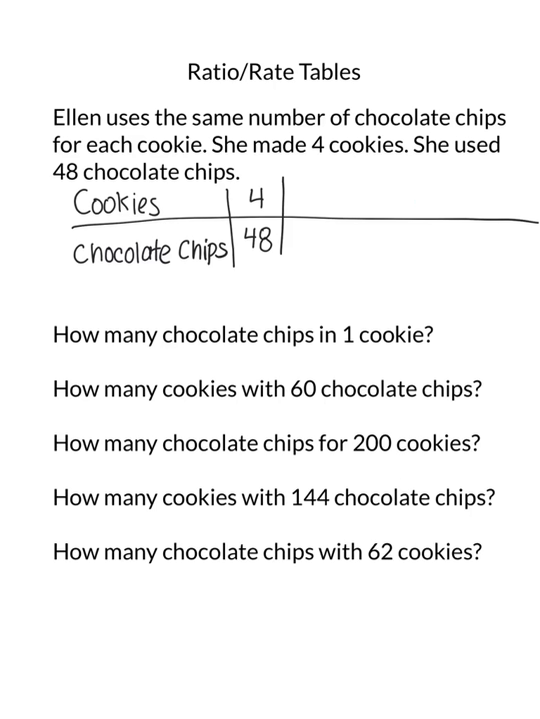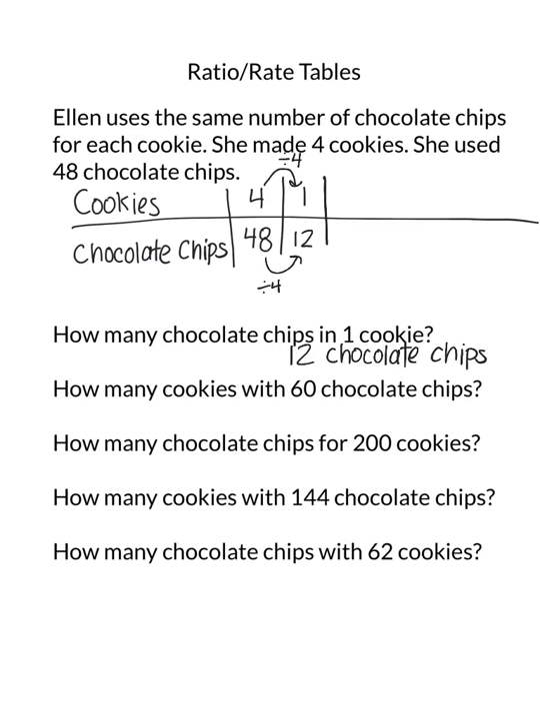So the next one, how many chocolate chips in 1 cookie? Now if I have 1 cookie, I want to know how many chocolate chips it takes. So I need to think about the relationship between these here. To get from 4 to 1, I need to divide by 4. So I will do the same down here. Divide by 4. 48 divided by 4 is 12. This is where knowing the math facts really comes in handy. So it takes 12 chocolate chips in each cookie.